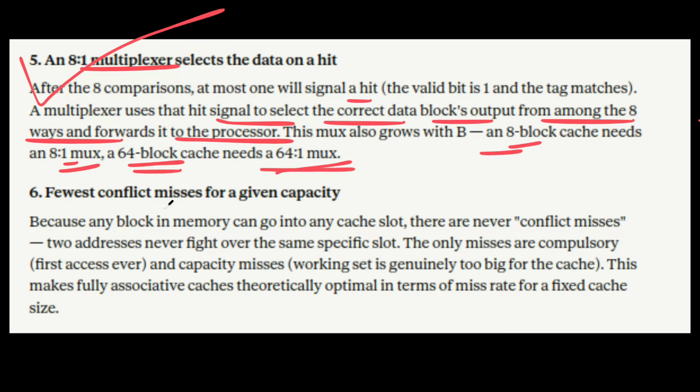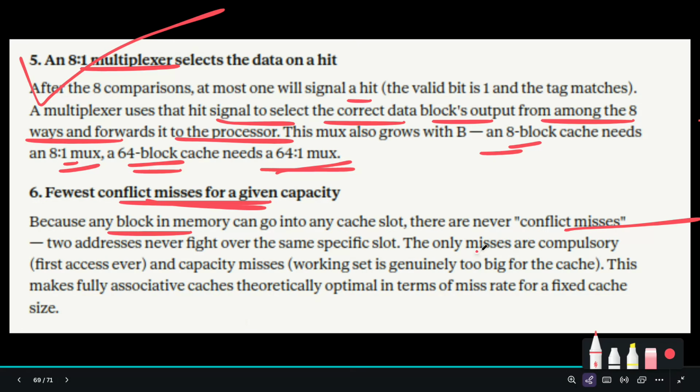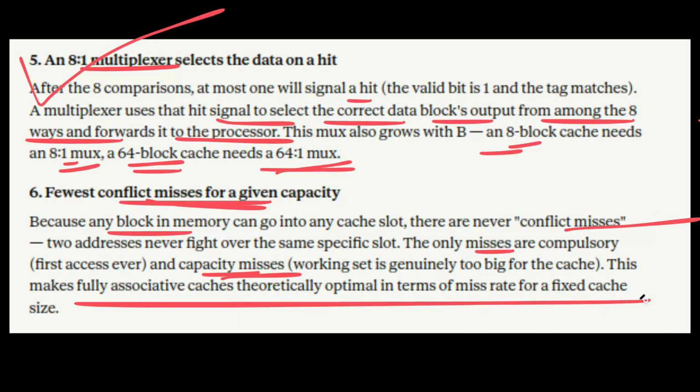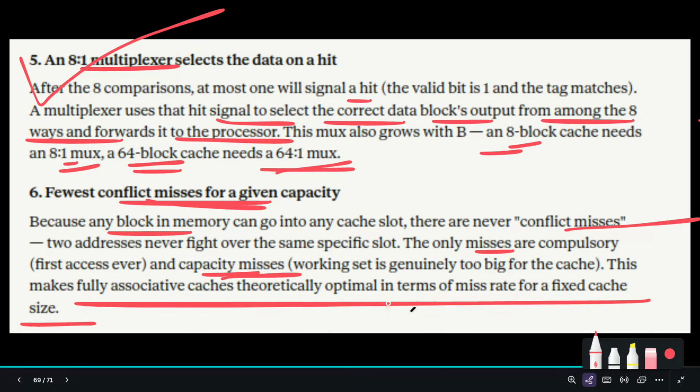Now the conflict misses would be fewer here, because any block in the memory can go to any cache slot, so there would never be any conflict misses. No two addresses would fight for the same position. The only misses are compulsory misses and capacity misses. This makes fully associative theoretically optimal in terms of miss rate. For miss rate, it would be optimal.